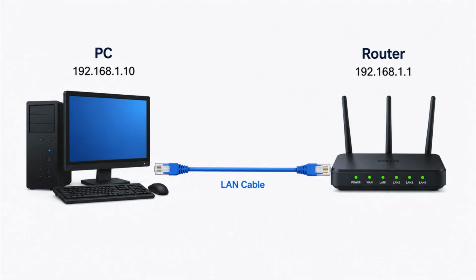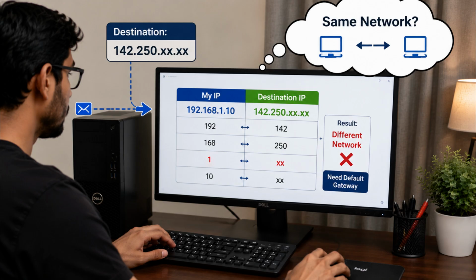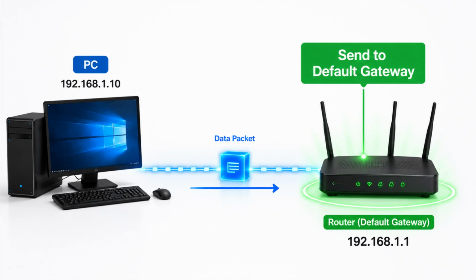Now let's see how it works. Suppose your PC has the IP address 192.168.1.10 and your router has 192.168.1.1. The PC first checks whether the destination is on the same network. Since the destination is outside the local network, the PC sends the packet to the default gateway.